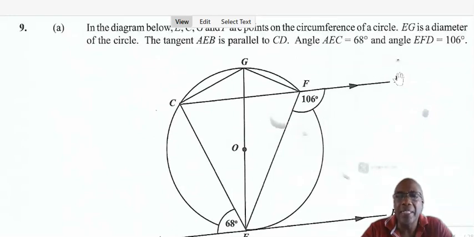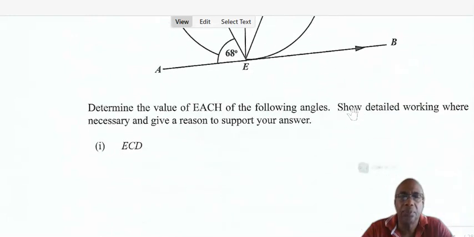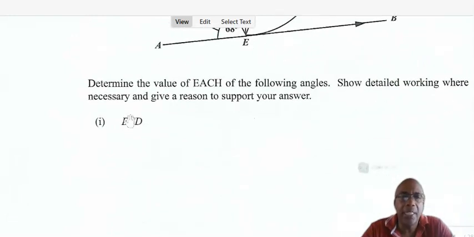And you're given some angles. Angle AEC is 68 degrees, that's down here. And angle EFD is 106 degrees, that is up here. The first question, you have to determine the value of the angle ECD.